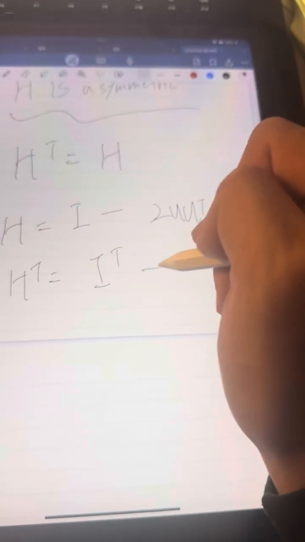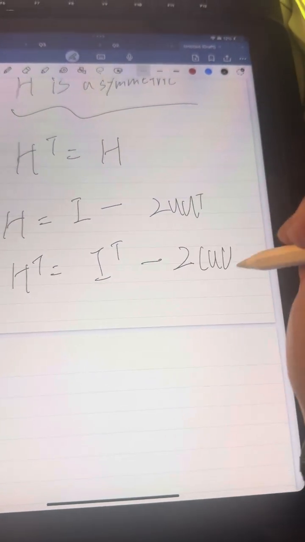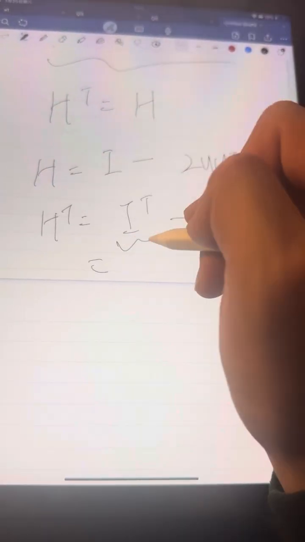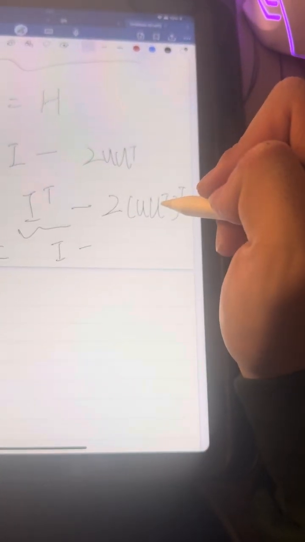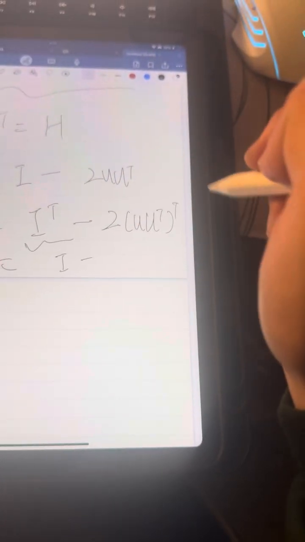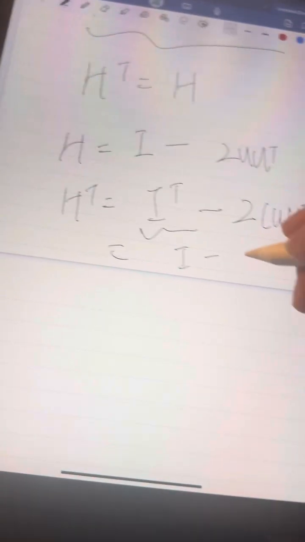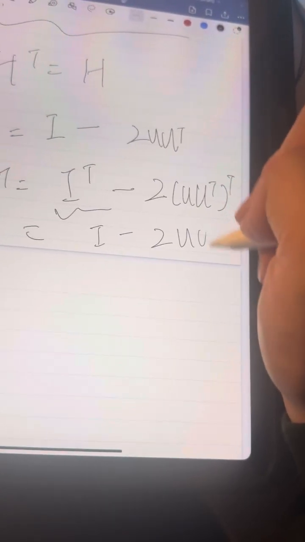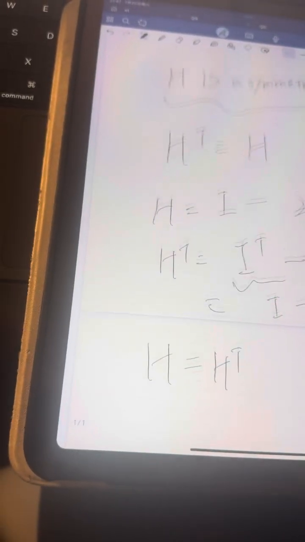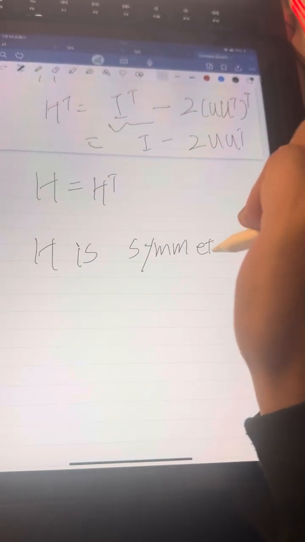So H transpose is I transpose minus 2 U U transpose. The identity matrix transpose is itself, right? And this part, because U multiplied by U transpose is an outer product, its transpose is still itself. So it's still 2 U U transpose. So we can see in the picture, H is just equal to itself. So H is symmetric.